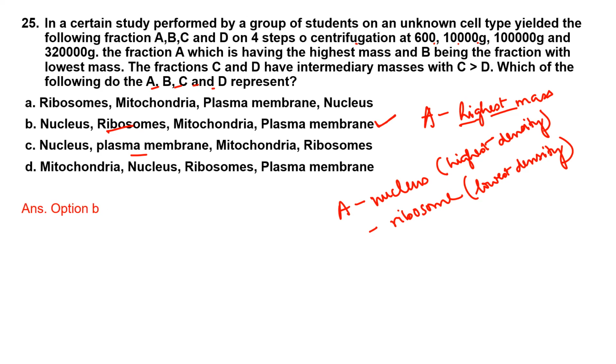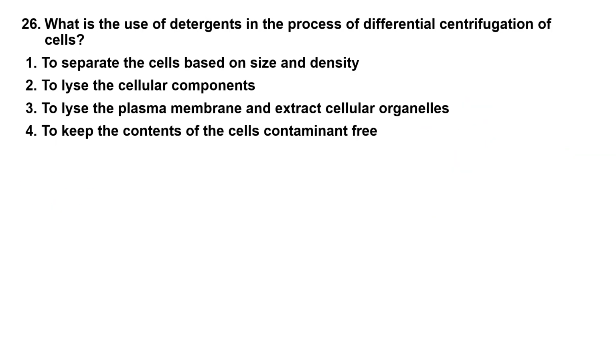Okay, so that was all for today. I think we can skip this question. Use of detergents in the process of differential centrifugation of cells is... so there are different methods of homogenization, right? Chemical method, physical method. All these were covered in your lecture videos: chemical methods, physical methods, enzymatic method.